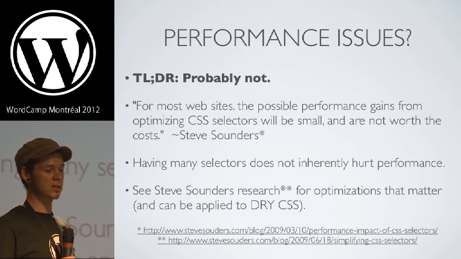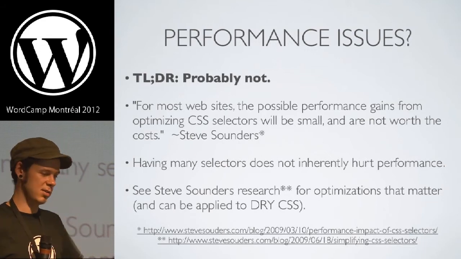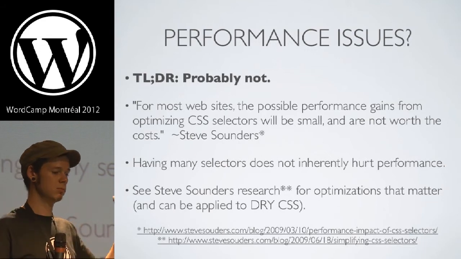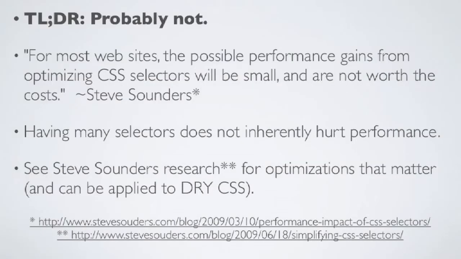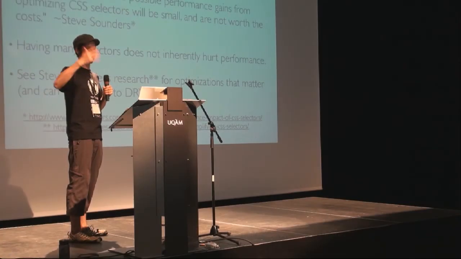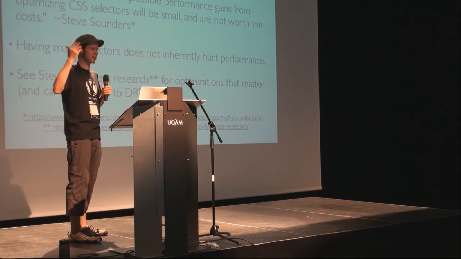So this guy, Steve Souders, did a bunch of research, nothing to do with me, but it was completely relevant to what I'm talking about. And he said, for most websites, the performance gains from optimizing CSS selectors will be small and are not worth the costs. He did things where he'd try 1,000 selectors and see if it made a difference, and it didn't. If you have a giant web page with tons of HTML in it, then yeah, it's going to be slow to apply the CSS because there's a ton of objects. But if it's a small site with only a few things, the amount of CSS really doesn't have a big effect.